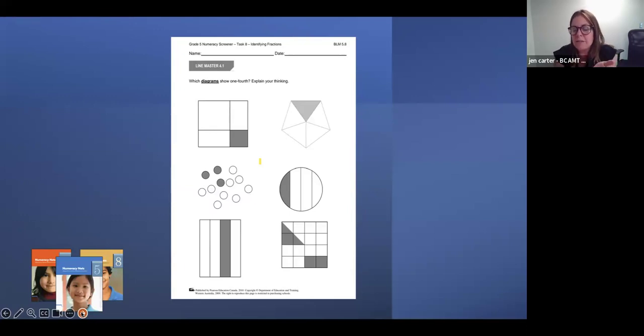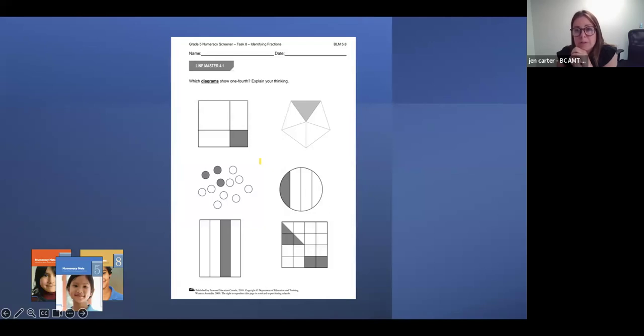Part of this, like in that resource Beyond Pizzas and Pies, they talk about the importance of kids being exposed to different models: area, set, linear, and volume. This is a diagnostic out of Numeracy Nets that we use here in Vernon, just as a piece of formative assessment to initially understand what kids understand or misunderstand about fractions. And they're basically circling which images show 1/4.